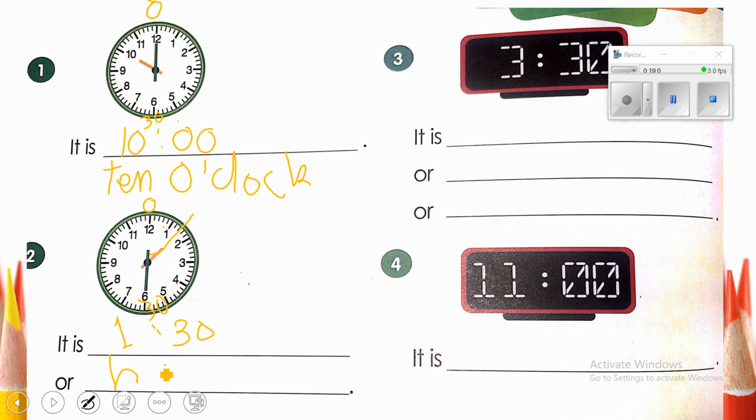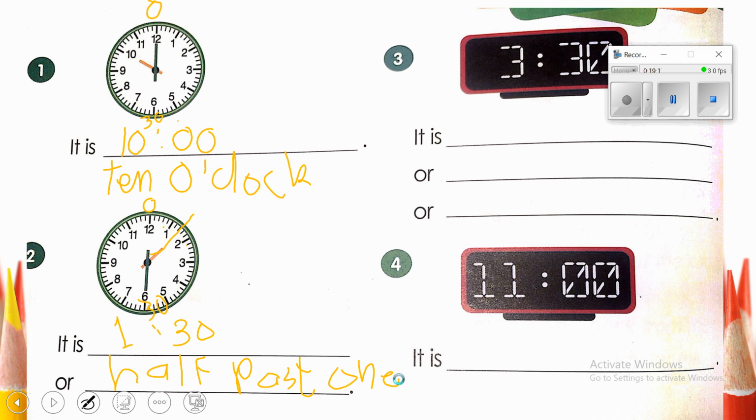Very nice. Half past today. Half past 1. So half past, then the hour.